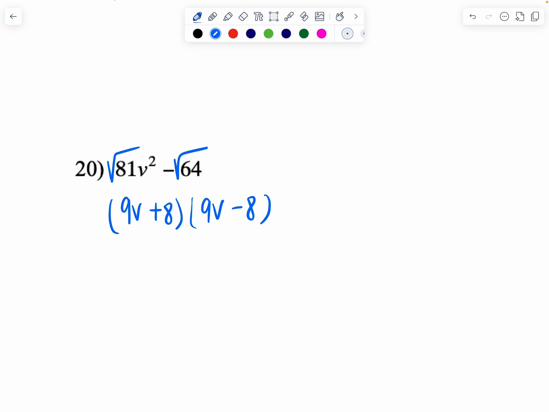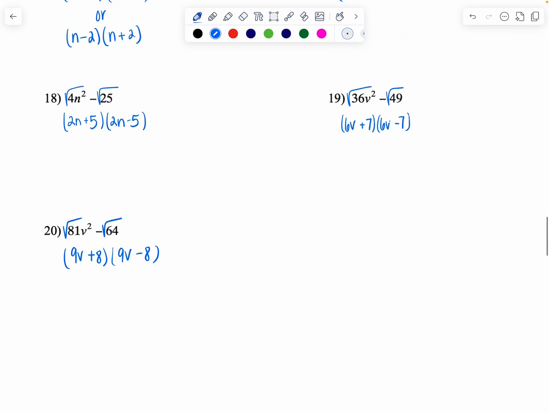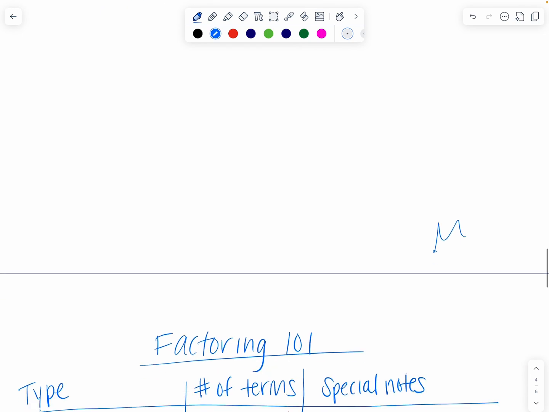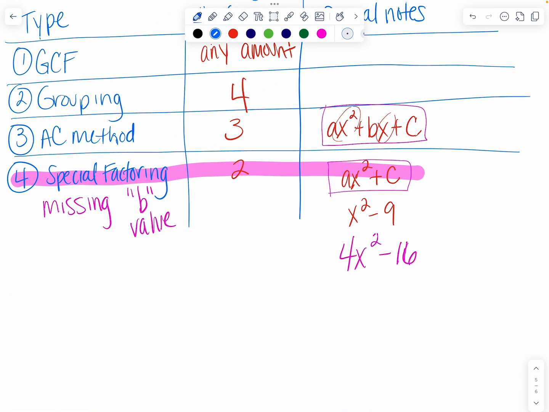So we use this method whenever we're missing the middle term. Notice none of these problems have just a number and a letter next to each other. Like we don't have 4n somewhere, right? We have the 36v squared, but we don't have just the number and a letter with no exponent. So when you're missing that middle term, you're going to use the square root method, basically. And remember that this is used when we have two terms, right? That kind of helps you out with that.